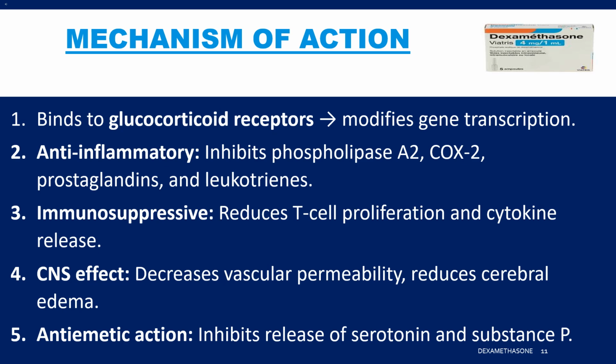3. Immunosuppressive action. Dexamethasone reduces T-cell proliferation and cytokine release, which helps to suppress the immune system and prevent excessive immune responses that can cause tissue damage. 4. CNS effect. Dexamethasone decreases vascular permeability and reduces cerebral edema by minimizing the amount of fluid that leaks out of blood vessels and into the brain, which can help to alleviate symptoms such as headache and confusion.